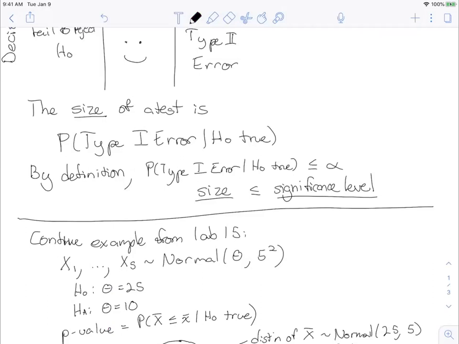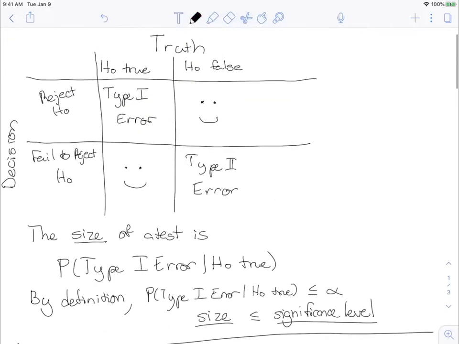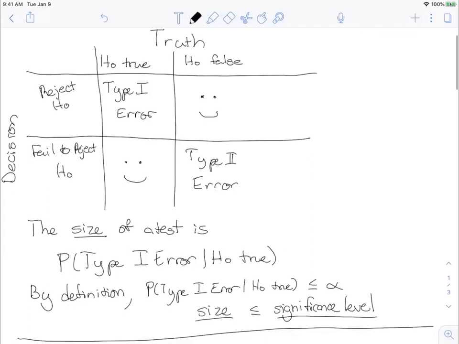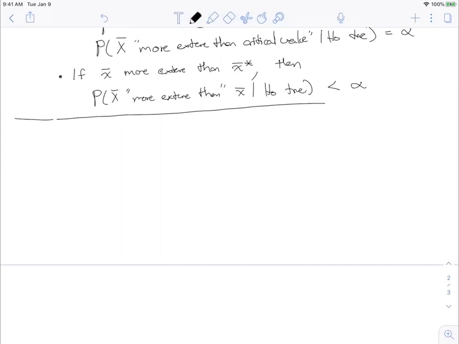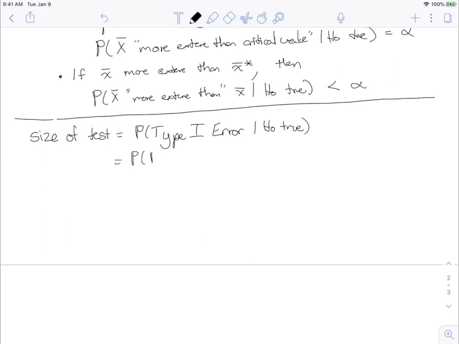So the size of a test is the probability of a type 1 error, given that the null hypothesis is true. So a type 1 error is that you reject the null hypothesis when the null hypothesis is true. So I want to see how we can understand that in terms of these ideas for rejecting the null hypothesis. So the probability of a type 1 error, this is the size of a test. Size of a test is defined to be the probability of a type 1 error given that the null hypothesis is true. And so what this means is the probability that we reject the null hypothesis, given that the null hypothesis is true.